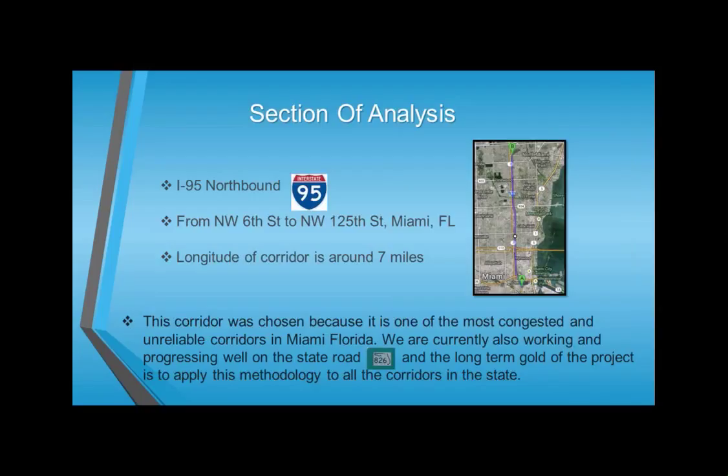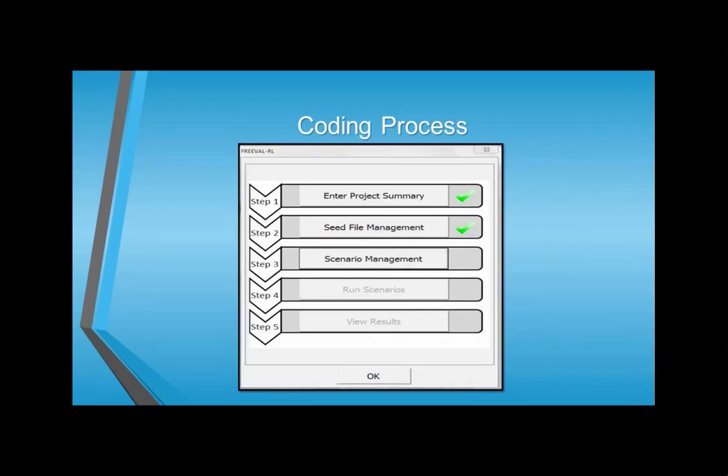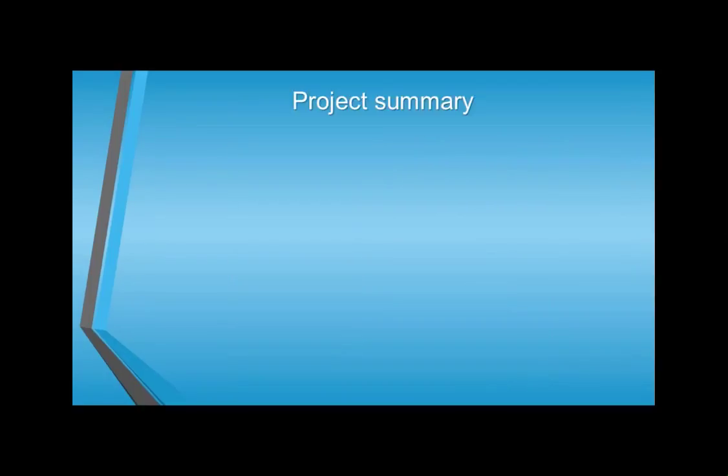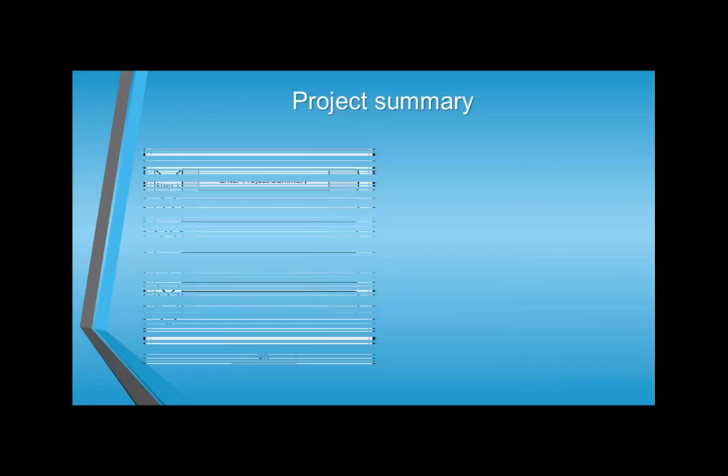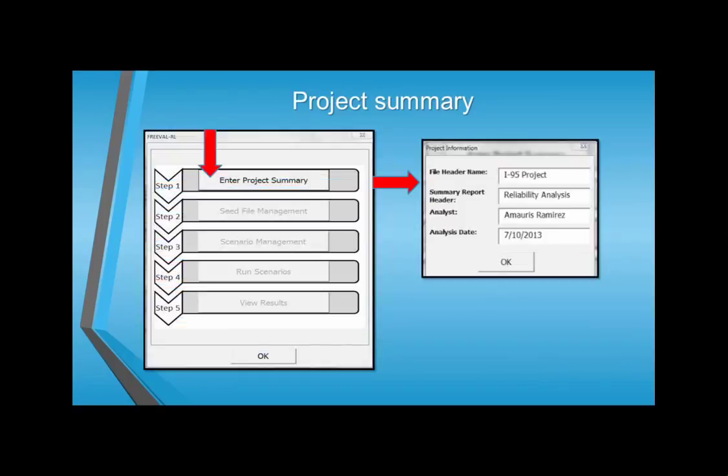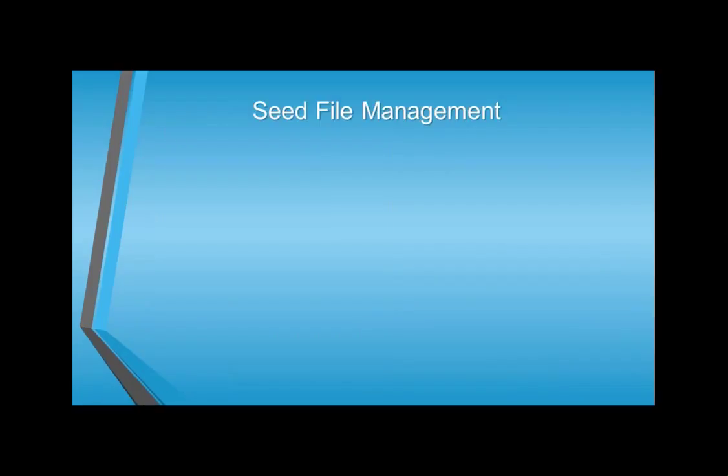Well, to be able to calculate travel time reliability using FreeVault-RL, we need to follow 5 simple steps. And the first one is to input the project summary. Into the project summary, what we have to input is the name of the project, the name of the analyst, and the date of the analysis. And then we can go ahead and follow the second step, which is the creation of the seed file.